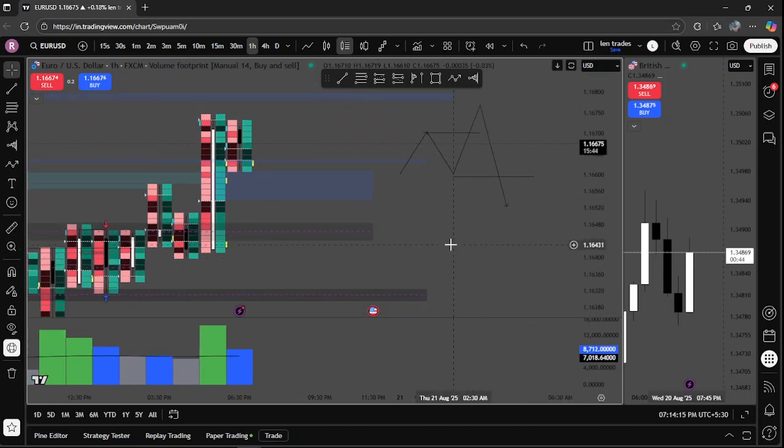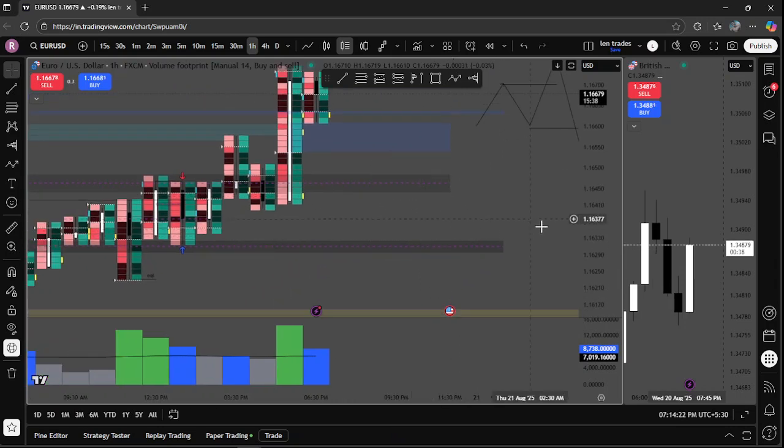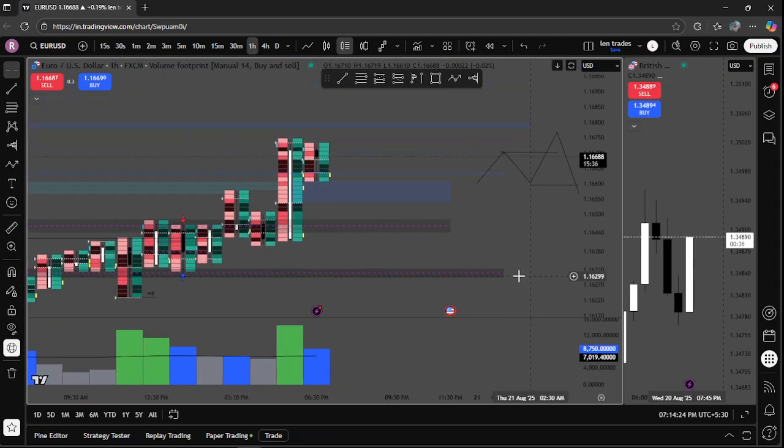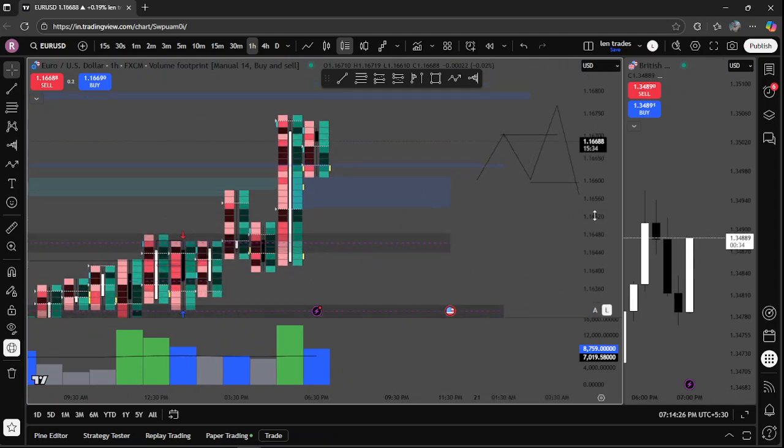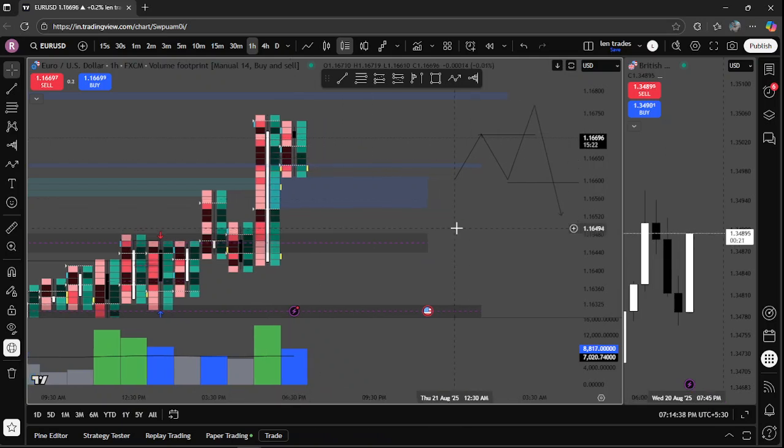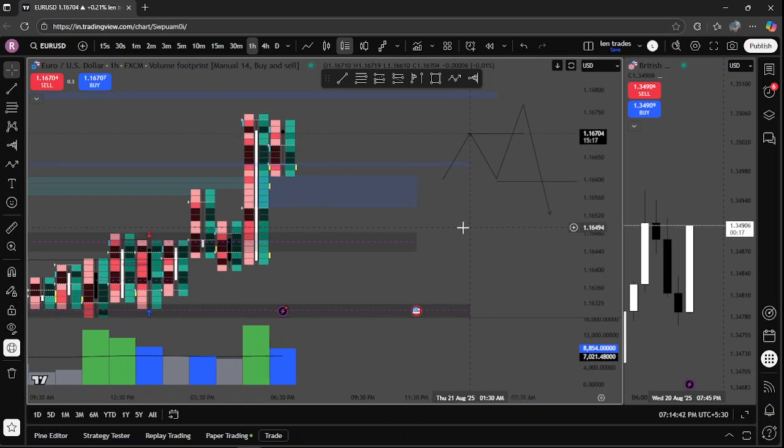Second, I would like to see one of two things: either heavy positive delta, or delta divergence. That means sometimes you can see that price has exponentially displaced higher and you see negative delta. That's a delta divergence: sellers were trying to sell, but buyers pushed the price higher. So that's a divergence in delta. That also works. Either I would like to see a divergence, or I would like to see heavy delta, something like this.